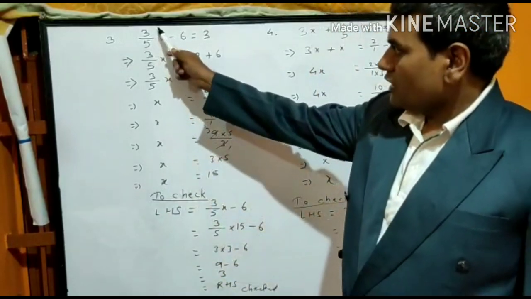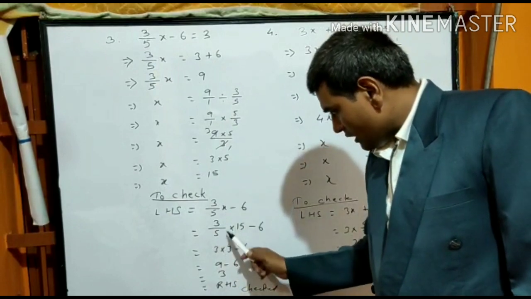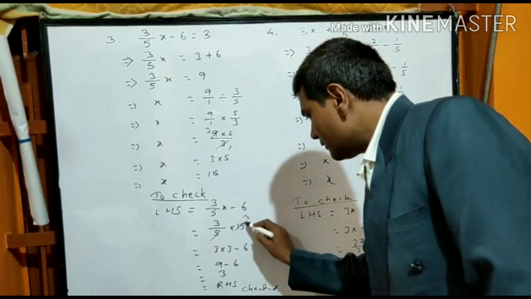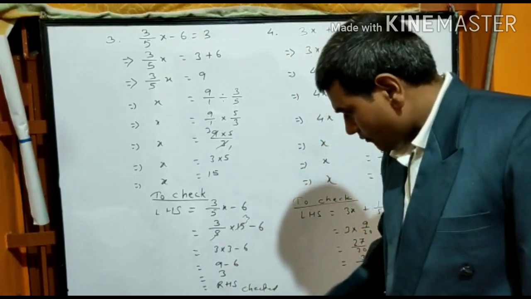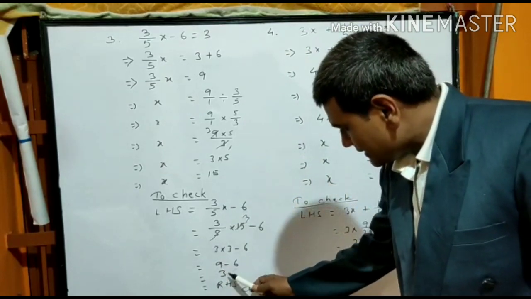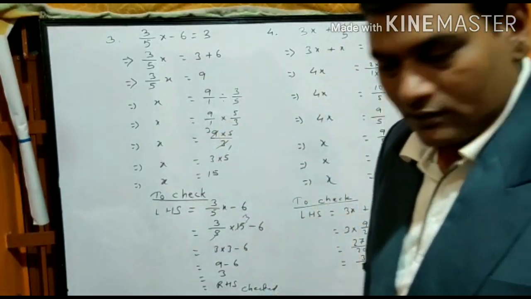Let's check it. Left hand side and x is 15. 5 ones are 5 and 5 threes are 15 and 3 threes are 9. Here you got 9 minus 6 is 3. Left hand and right hand both are equal.